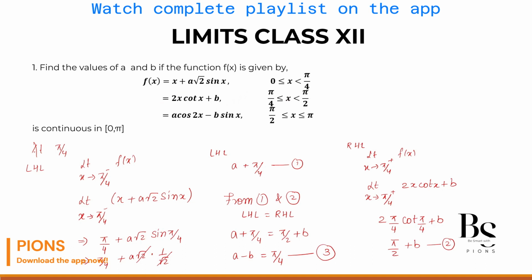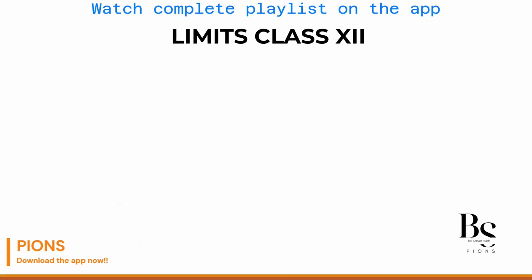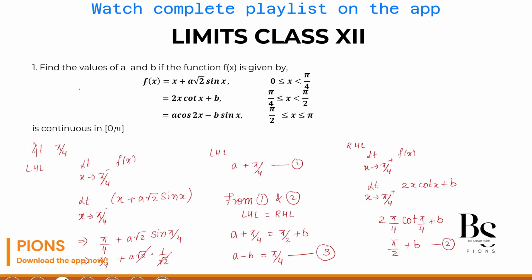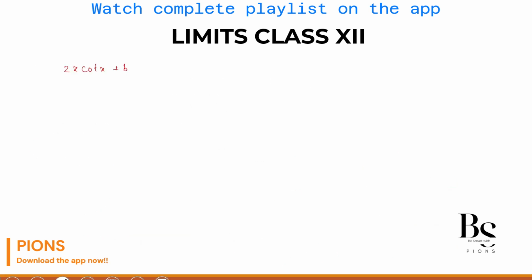So that will be 2x cot x plus b. This is our function for LHL. And what is our function for RHL? A cos 2x minus b sin x. This is our RHL function. This is for x less than pi by 2 and this is for x greater than pi by 2.